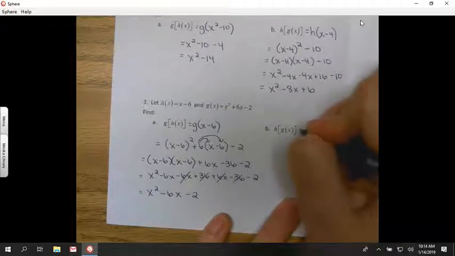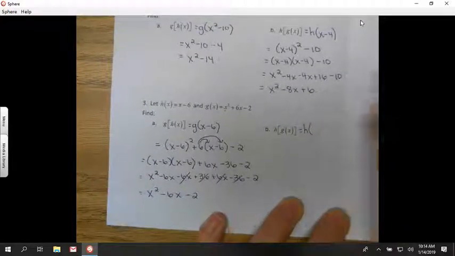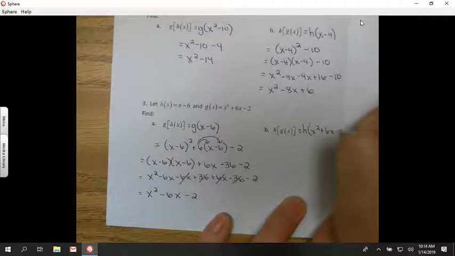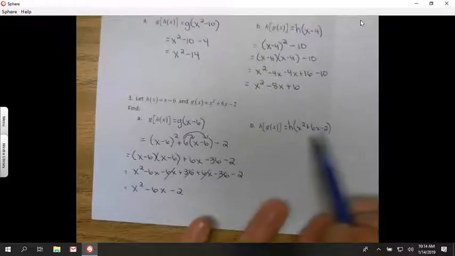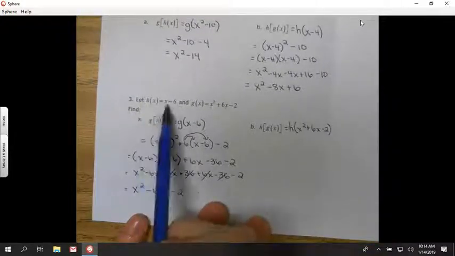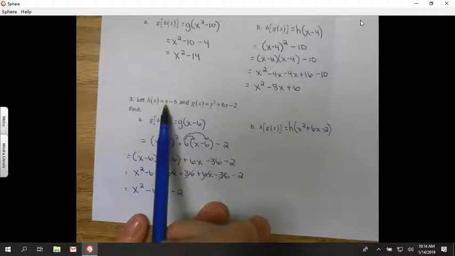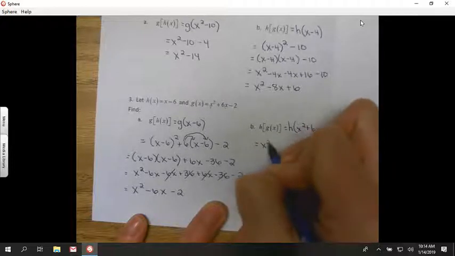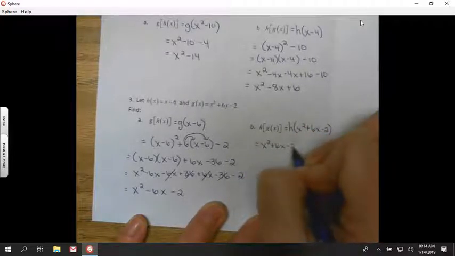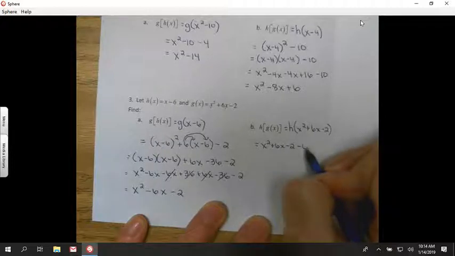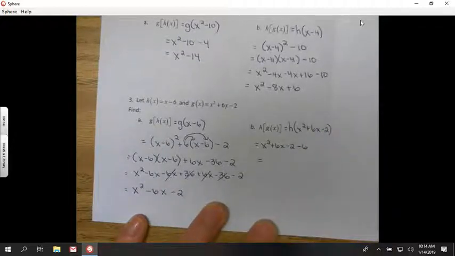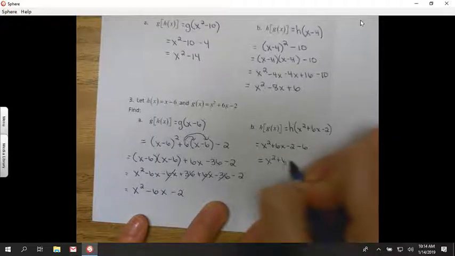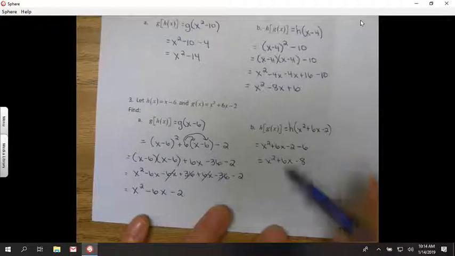Now, if we're going to do h of g of x, we're doing h of, and then g is x squared plus 6x minus 2. So I'm going to go to my function h, and anywhere that there's an x, I'm going to substitute in x squared plus 6x minus 2. So I have x squared plus 6x minus 2, and then minus 6. My only like terms that I can combine on this one are the negative 2 and the negative 6. So I end up with x squared plus 6x minus 8.